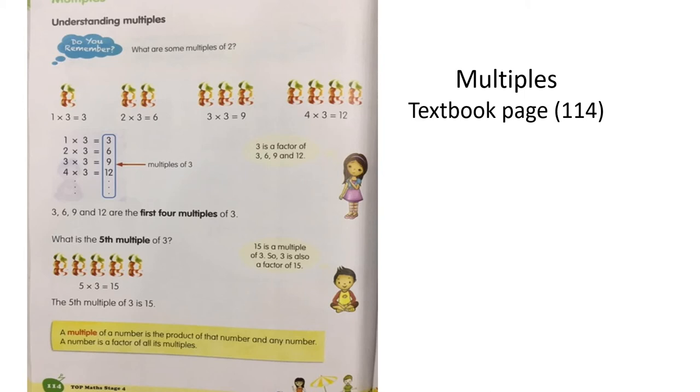So multiples of 3 means that these numbers, 3, 6, 9, 12, you can divide into groups of 3 with no remainders, with no leftovers. You can share them into 3 equally, without any remainders. You can put them in 3 groups. All these are multiples of 3.